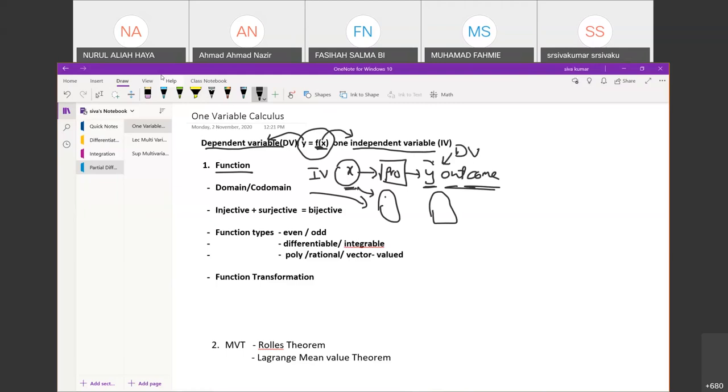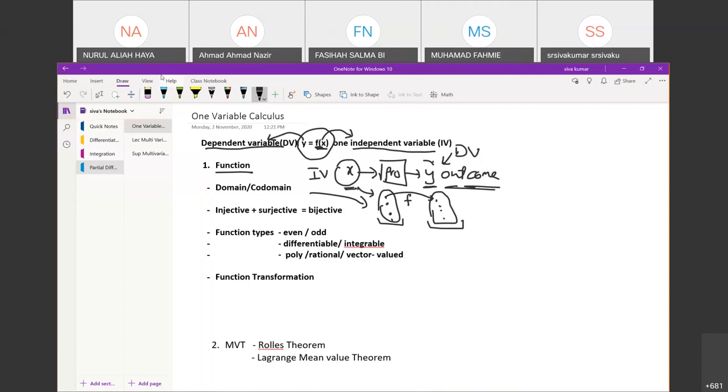Now I select some activities here and I'm trying to change that activity into something else. That means I'm doing some kind of transformation. I call that a function. I'm performing the function and I get some results. This part we call the domain and this part we call the codomain. You already analyzed what the domain is, what its limitation is, etc. Don't worry, later I will introduce it back to you in a different way for multivariable calculus.